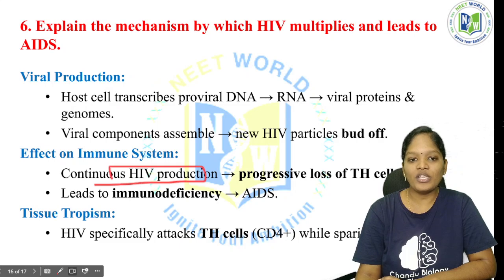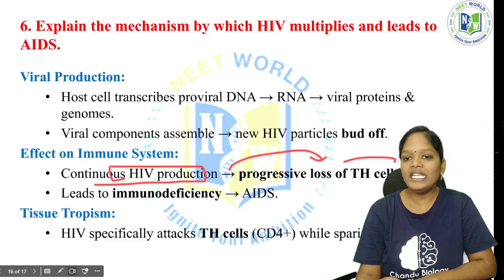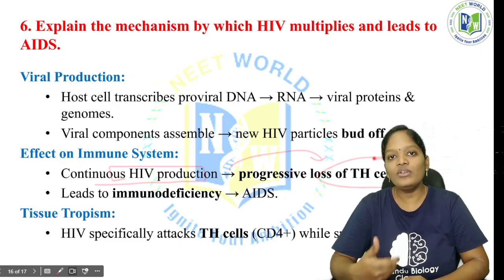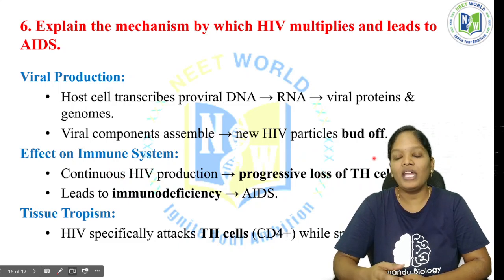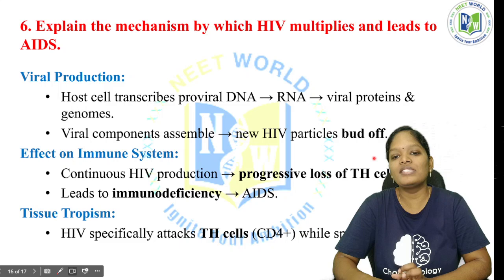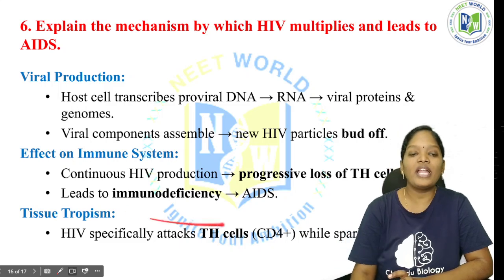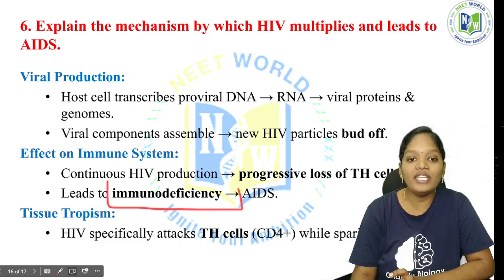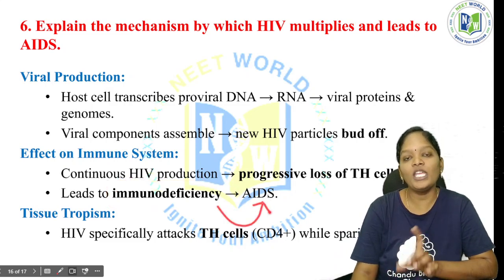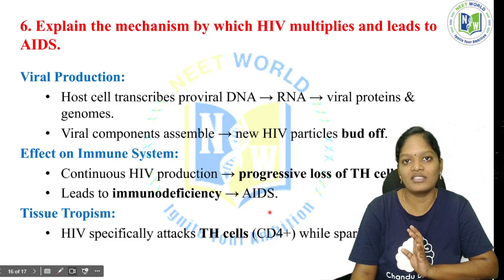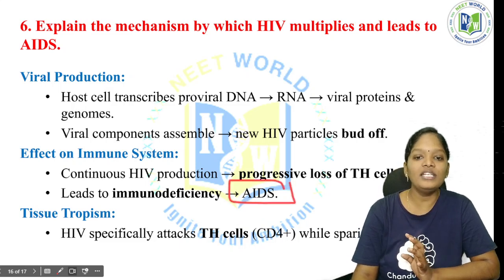What will be the effect on our immune system? Continuous HIV production, progressive loss of the T helper cells. As we are continuously losing our helper cells, our immune system will be totally compromised. So that is why we call it an immunodeficiency. So this is why we call it the human immunodeficiency virus. Okay, so that results in the syndrome called acquired immunodeficiency syndrome.